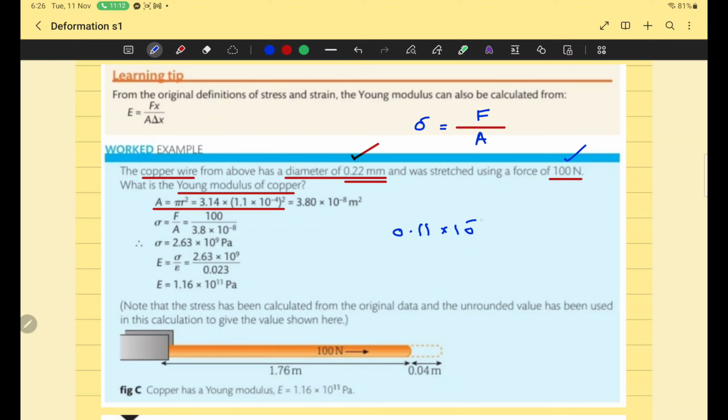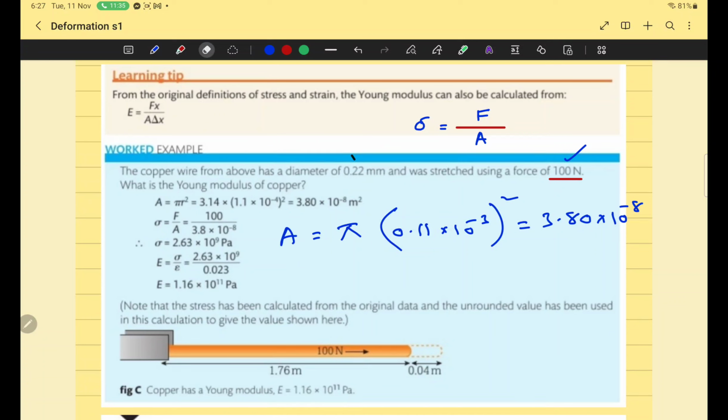0.11 millimeter, and millimeter means exponent minus 3. So if you solve pi r squared, then you can calculate area. Area is 3.80 exponent minus 8. So diameter is halved to calculate radius, and then I calculated area by pi r squared, and then we have to calculate stress. Stress is force per unit area. Force is 100. Area we have already calculated. Very simple question, so I am not wasting your time.